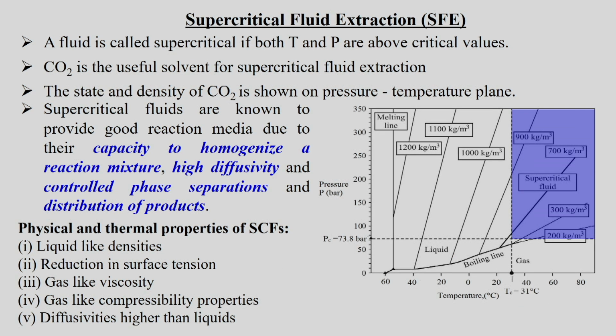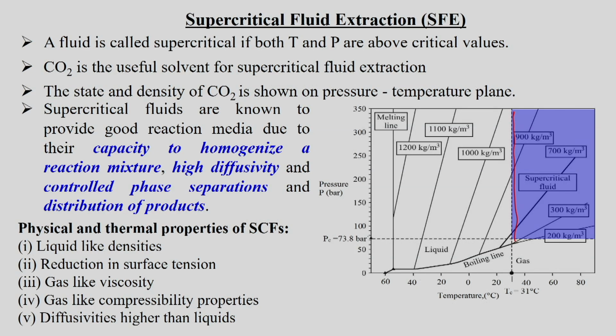Okay. And another point we discussed under this solid liquid extraction process or leaching is supercritical fluid extraction. In this case, we have the PVT diagram. Suppose above a critical temperature and above a critical pressure, there is one zone where it behaves as a supercritical fluid. So, a fluid is called supercritical if both temperature and pressure are above the critical point.